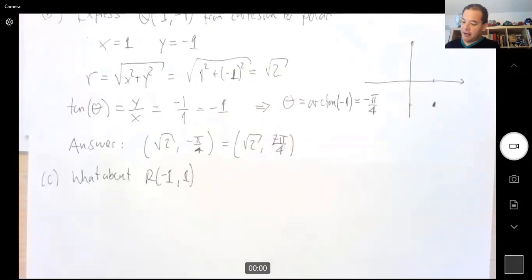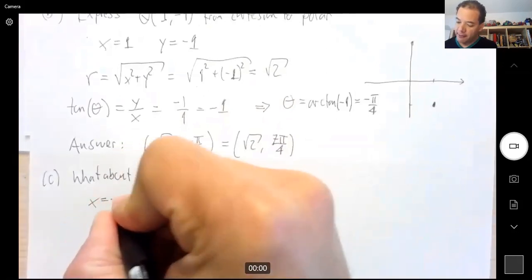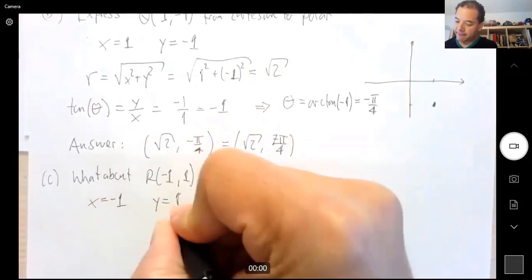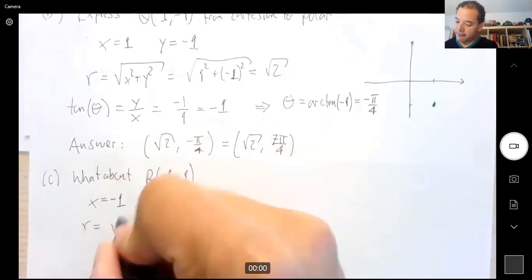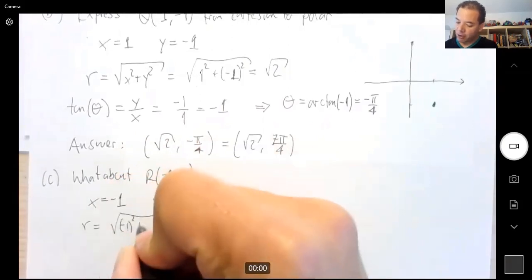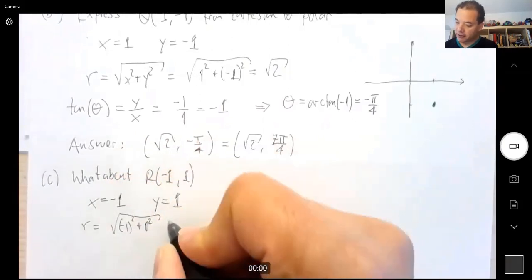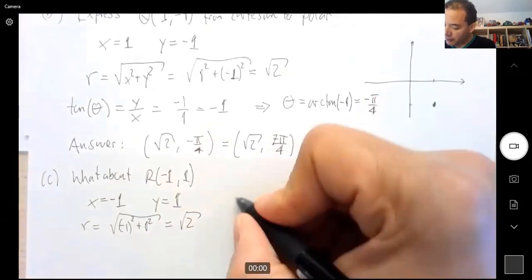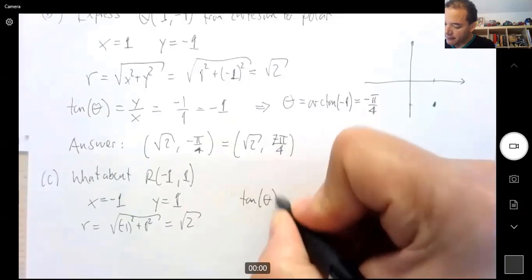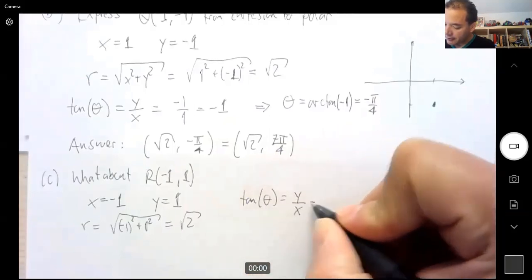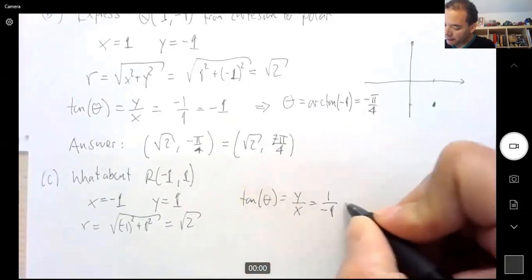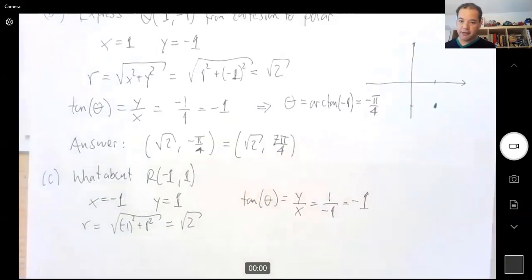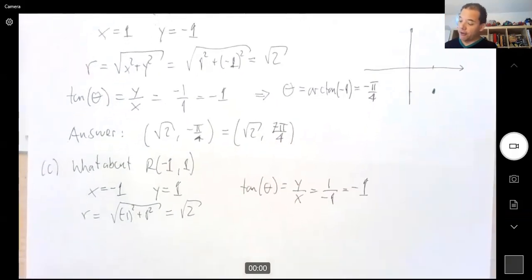See, it's almost the same, right? Now X is -1 and Y is 1. When we do R, it's the same thing, almost. I mean, we just switch the order here. So it's still square root of 2. And the thing is, when we do tangent of theta, when we do Y over X, that's 1 over -1. So it's also -1, you see? But that's not the same point. So how can we note the difference?